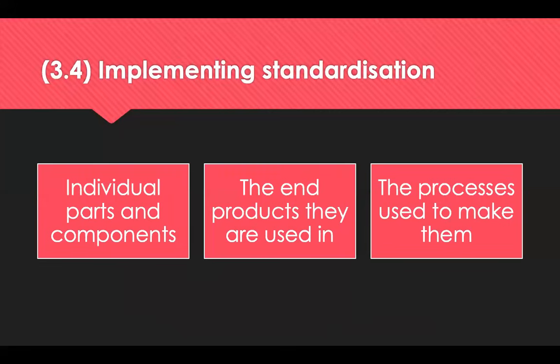So just to reiterate, CIPS identify 3 levels of standardisation in product manufacturing: on individual parts and components, the end products they're used in, and the processes used to make them.